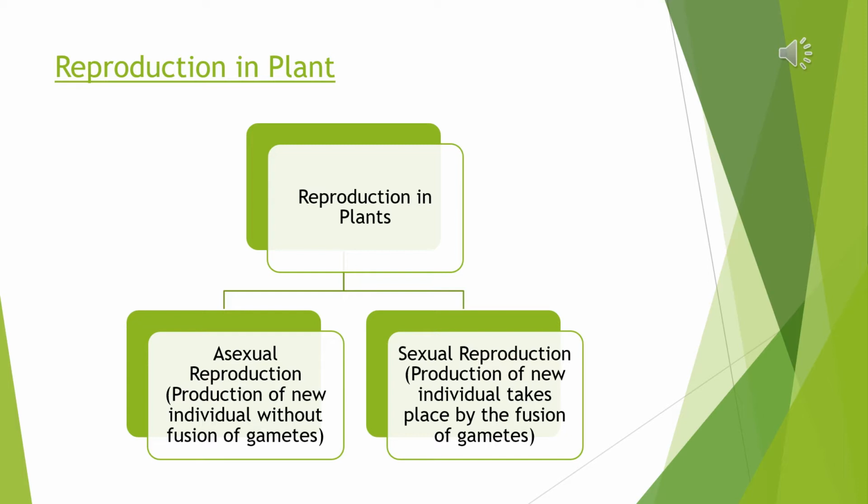First, asexual reproduction. In asexual reproduction, the new individuals are produced without the fusion of gametes, that is, without the fusion of sperm and the egg. In sexual reproduction, the new individuals are produced by the fusion of gametes. Here, the fusion of sperm and the egg produces a zygote. The zygote then later develops into an embryo.